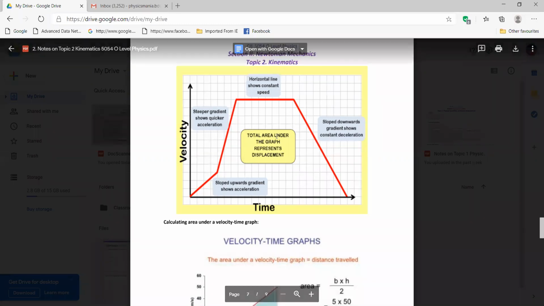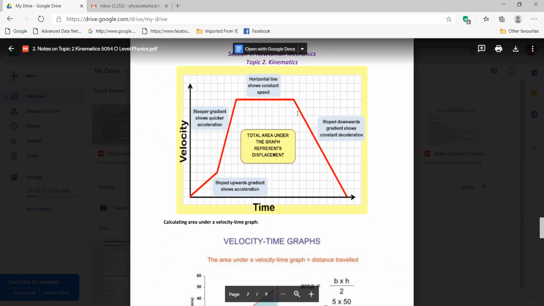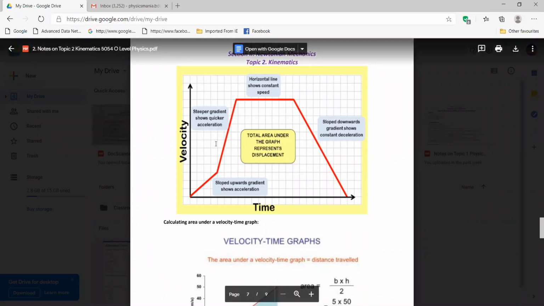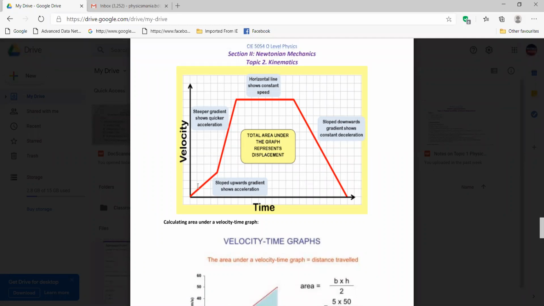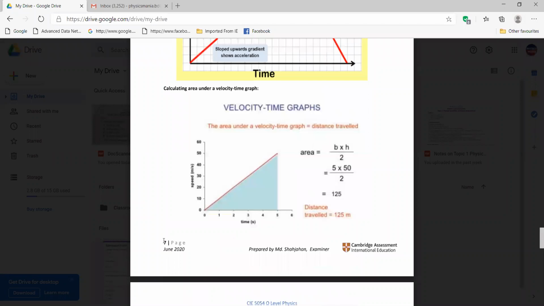And here, total area under the graph represents displacement. That means when they are saying area under the graph, that means this part inside the box, not outside one, right? Area under the graph. Let's see now. They will give you only one line. For example, this line. Then the area under the graph will be this part. Okay. Here, triangle.